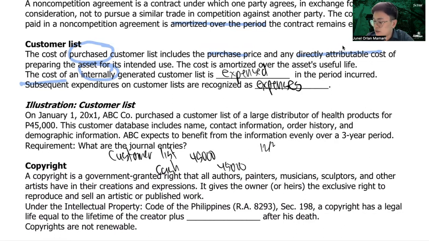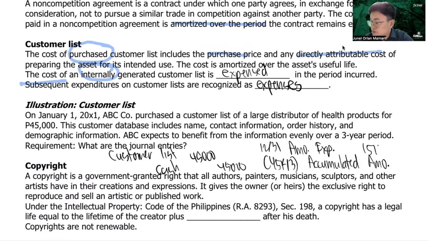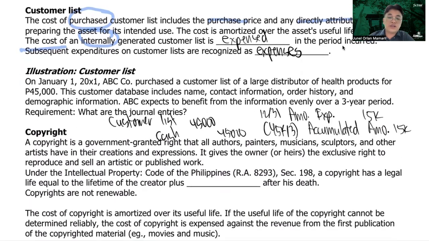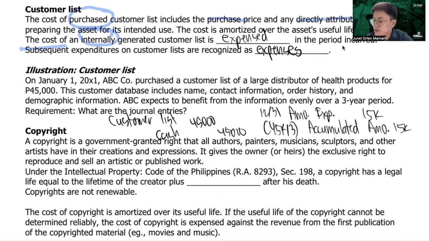And then, every year, debit, amortization expense, credit, accumulated amortization. 45,000 divided by 3. That would be 15,000 per year. Copyright. It's a government-granted right that all authors, painters, musicians, sculptors, and other artists have over their creations and expression. It gives the owner the exclusive right to reproduce and sell an artistic or published work.